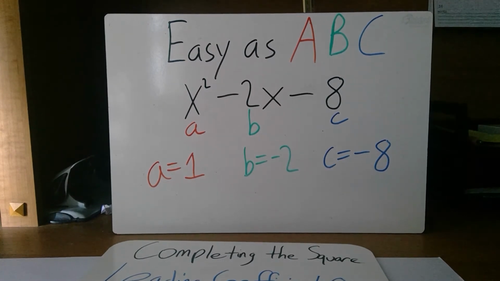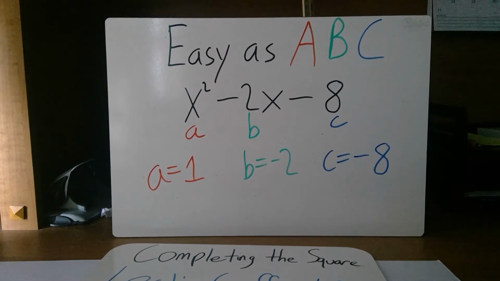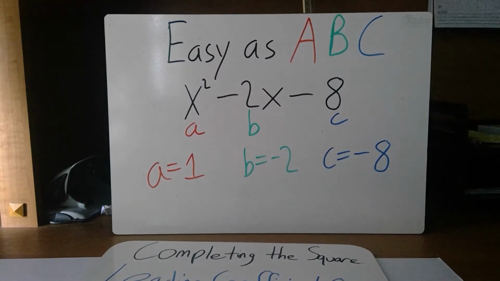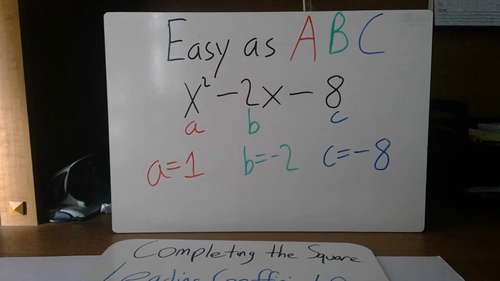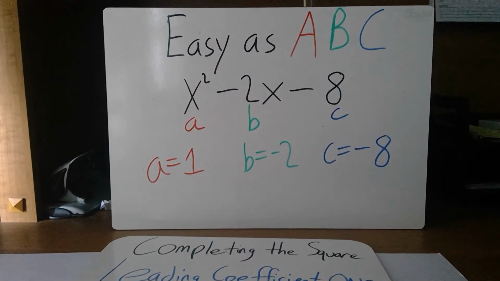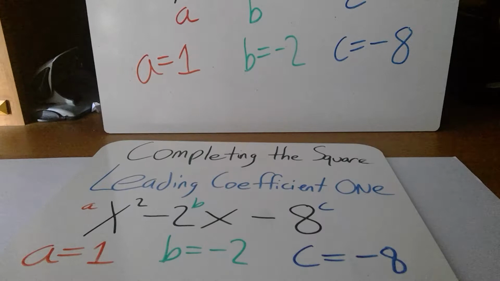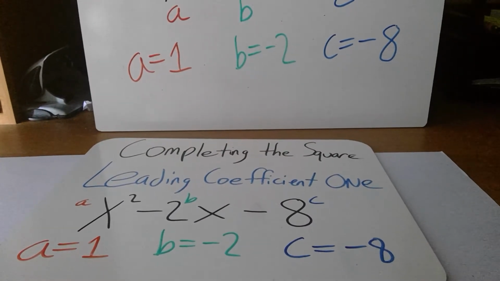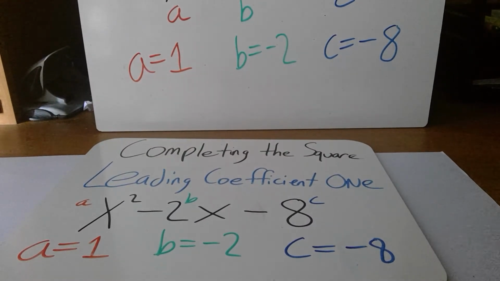When you have a trinomial in standard form, you're given A, B, and C. A is 1, B is -2, and C is -8. Our leading coefficient is 1. The formula that we're dealing with today deals with when the leading coefficient is 1. So I'm going to use completing the square to change this from standard form to vertex form. Once again, A is 1, B is -2, and C is -8.